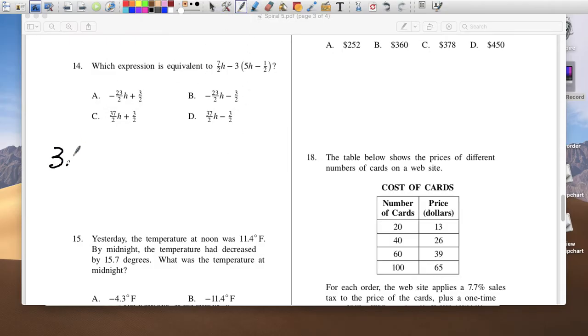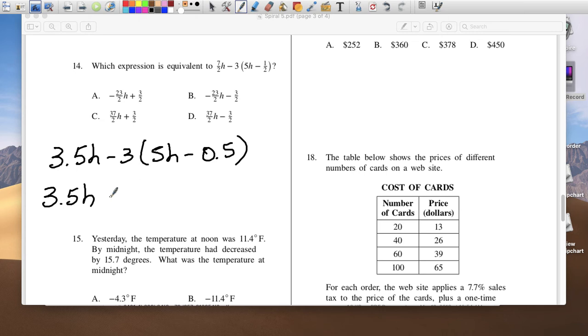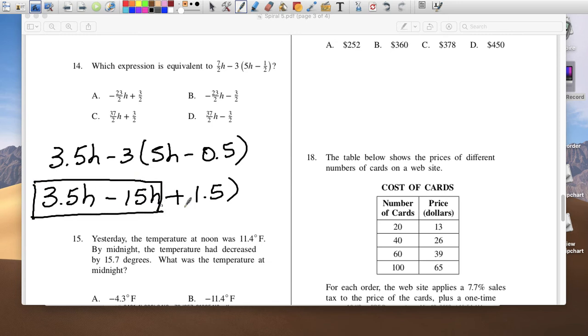7 over 2 is 3.5h minus 3, 5h minus 0.5. So 3.5h stays because that's not being multiplied. It's not here in front of the parentheses. Negative 3 times 5 is negative 15h. And negative times a negative is a positive, which is going to give us 1.5. Now, you know you're going to be adding these two, combining, sorry, these two. And the last part of your expression is 1.5, another positive 1.5 plus 1.5. And positive 1.5 is the same thing as 3 over 2.